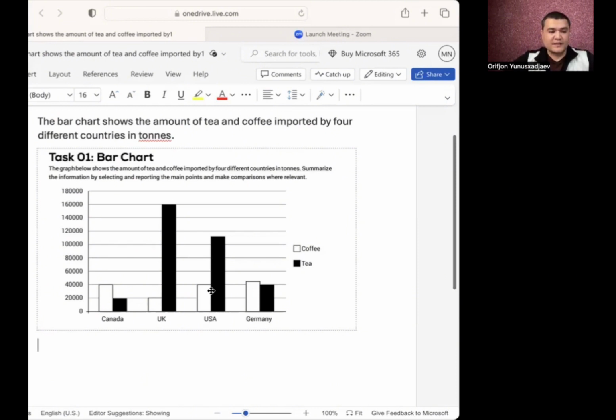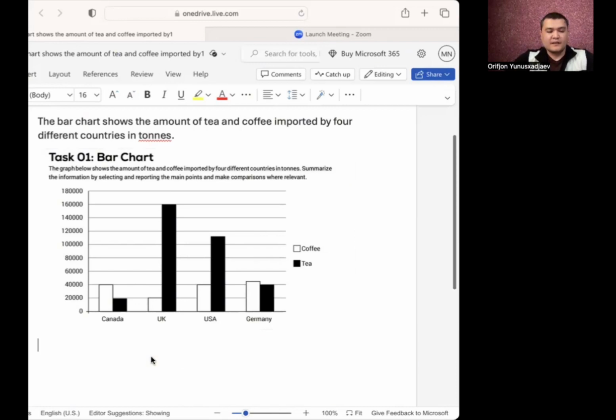So for the USA, it's 40,000 versus about 110,000. Okay. And for Germany, the difference is very small here, right? It's 40,000 versus about 42,000 probably. Okay, I got everything I need. Now I will start writing down my essay.